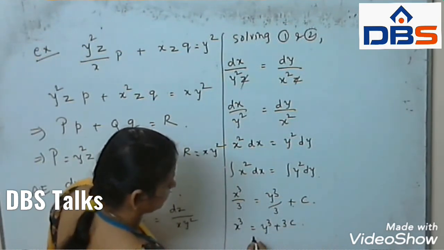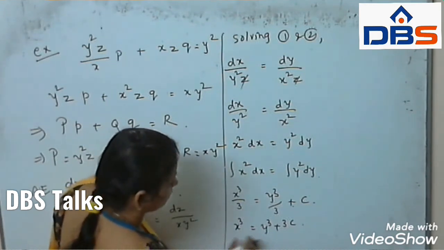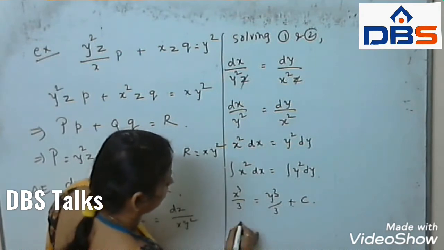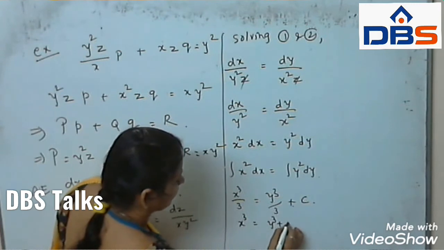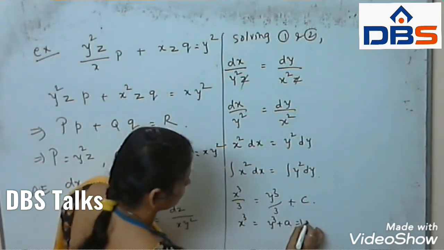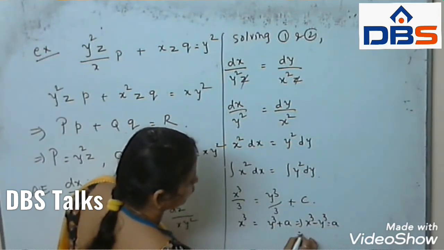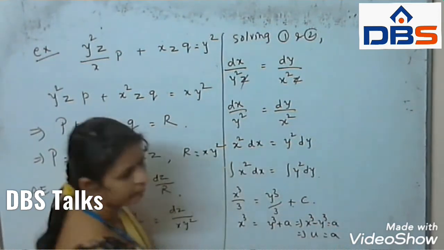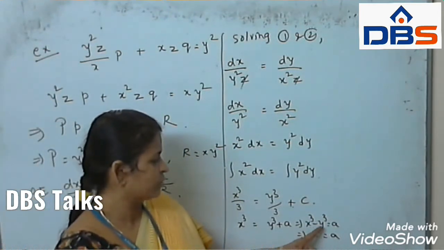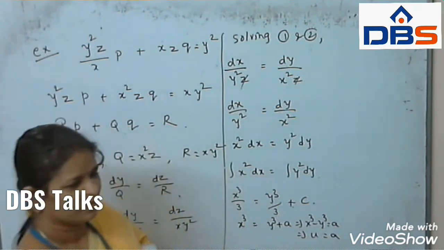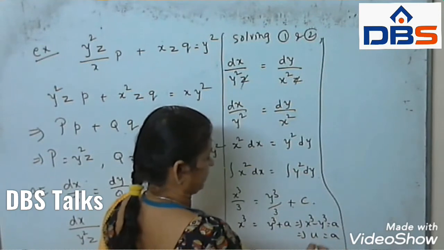So x cube minus y cube equal to a, where a is any constant. So u equal to a. What is u here? What is the function we got? x cube minus y cube. u equal to a. Now we got one function u.